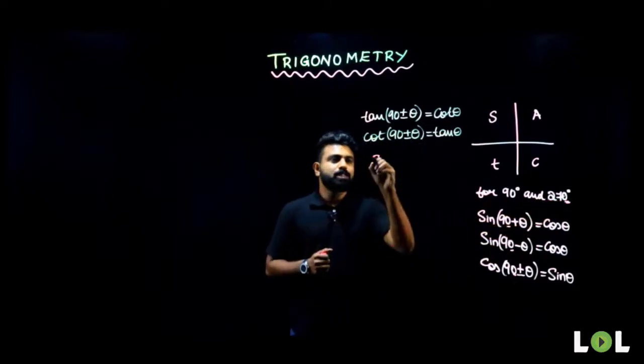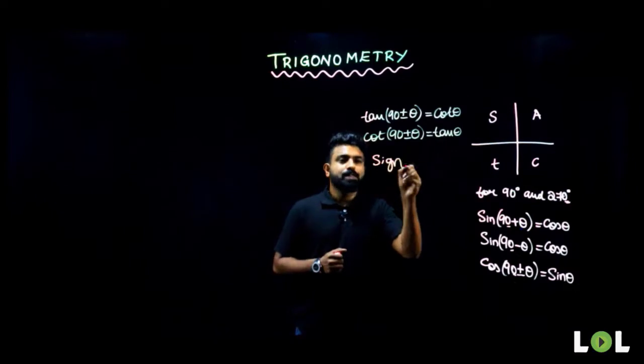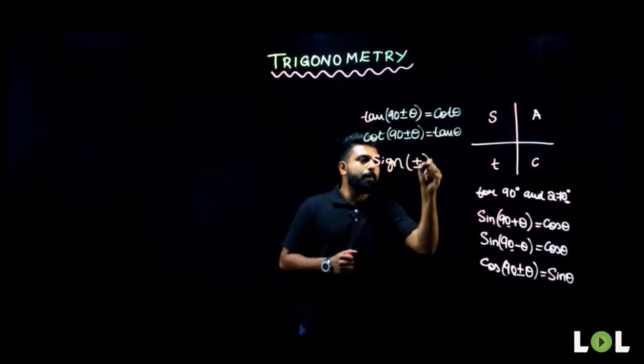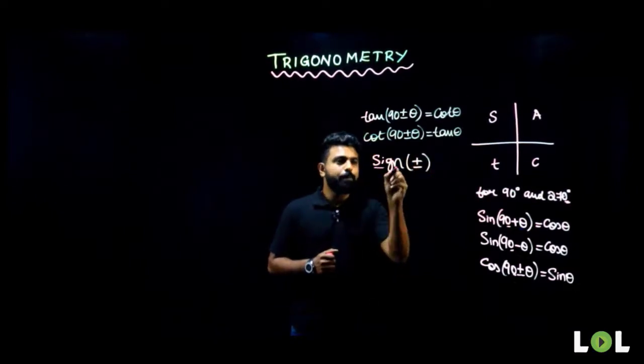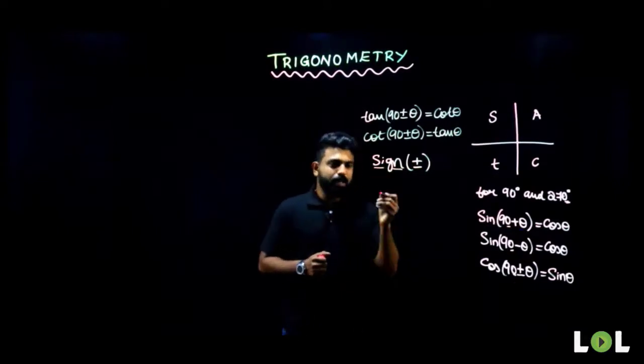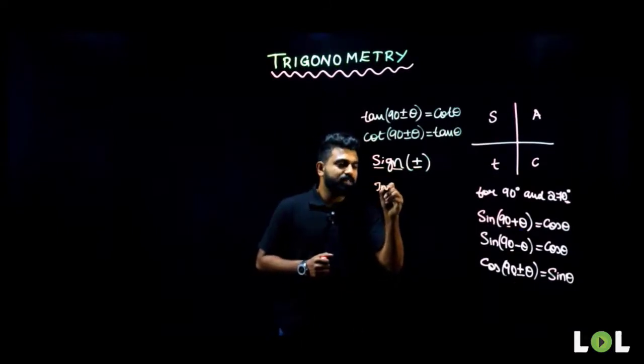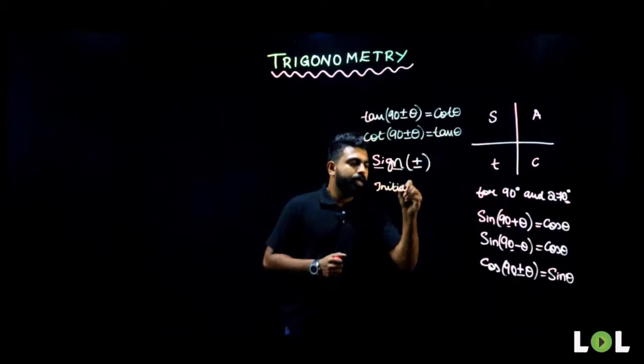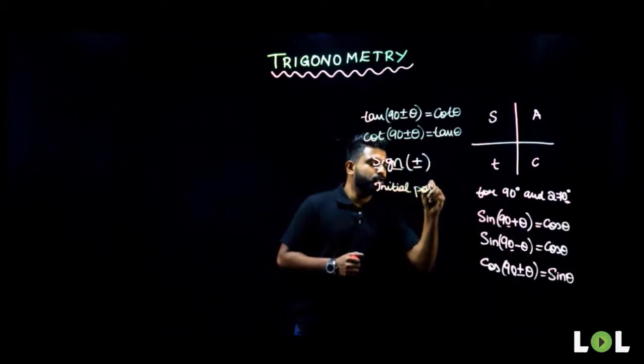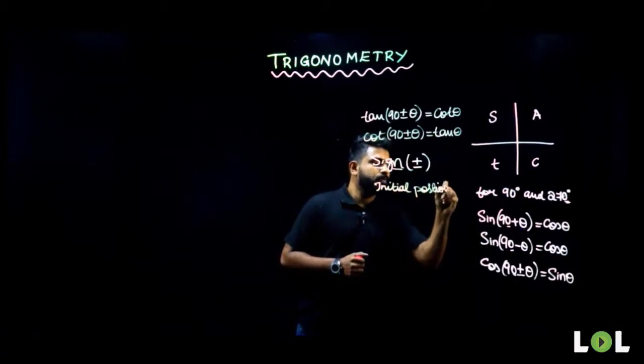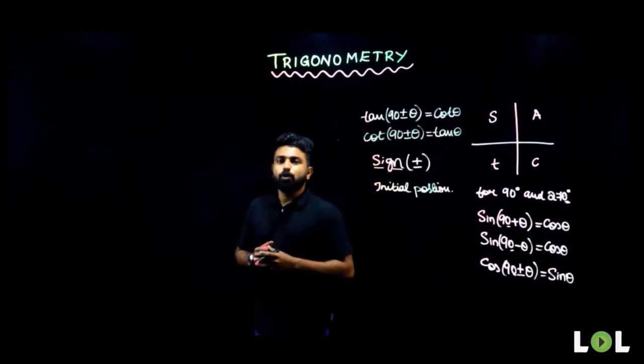Now coming to sign of all of these. Sign meaning plus or minus. What did sign depend on? The sign of these were dependent on initial position. Initial position of the ratios. So what are the other important formulas that we saw?